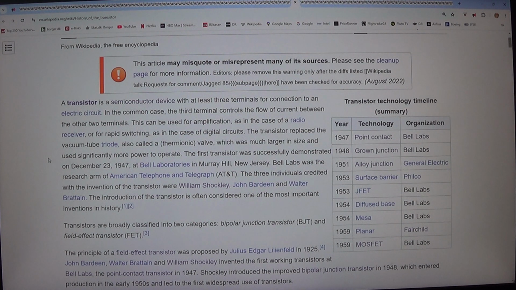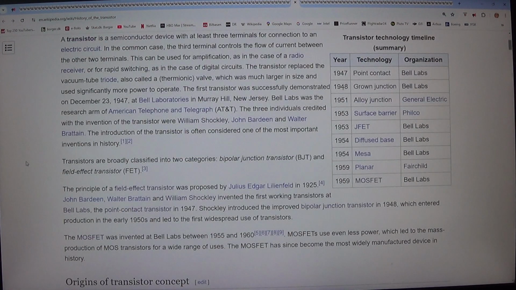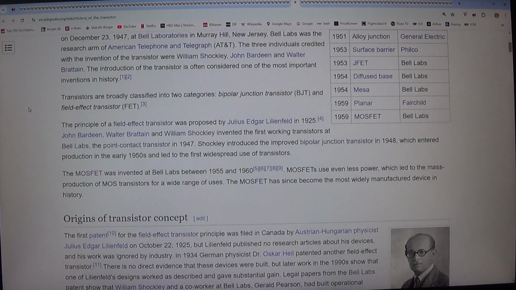The first transistor was successfully demonstrated on the 23rd of December, 1947, at Bell Laboratories in Murray Hill, New Jersey. Bell Labs was the research arm of American Telephone and Telegraph, AT&T. The 3 individuals credited with the invention of the transistor were William Shockley, John Bardeen and Walter Brattain. The introduction of the transistor is often considered one of the most important inventions in history.